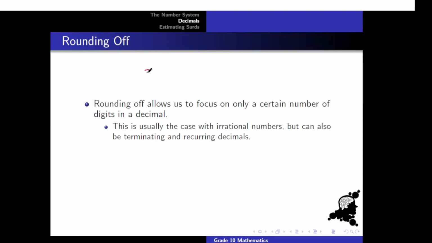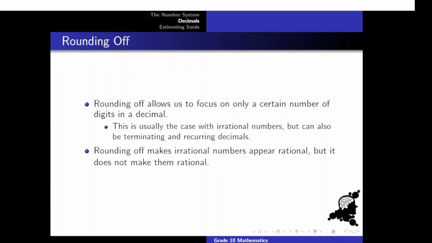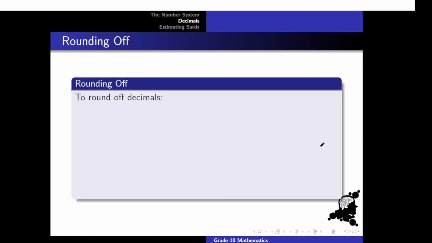So basically if I have something like 3,1412583 for example, let's say I only want to focus on the first 2 digits, or I only want 2 digits after the comma. That's when I employ rounding off. So rounding off makes an irrational number seem to be rational, but it does not make it rational. How do we go about rounding off decimals? We count the number of digits after the comma that the question wants us to do.